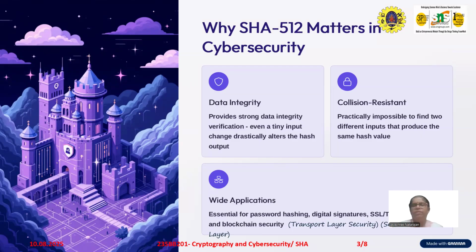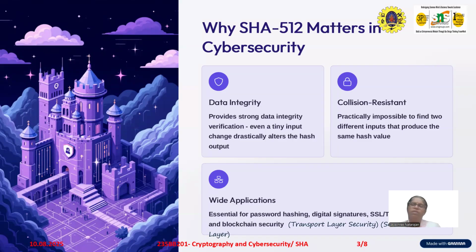Why does SHA 512 matter in cybersecurity? What are the important features of SHA 512? The main ones are data integrity, collision resistance, and very wide applications. What is data integrity? It provides strong data integrity verification. It means that for a small change in the input message, there is a large change in the hash value. That we call data integrity.